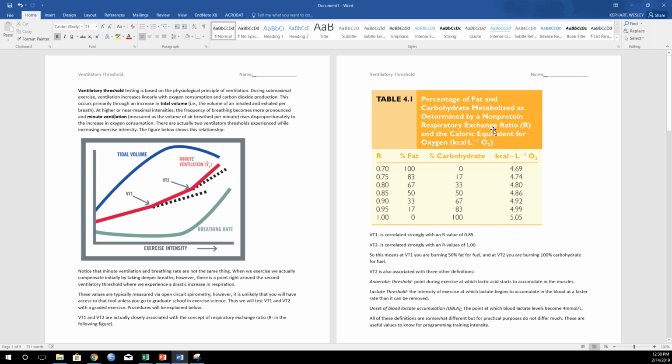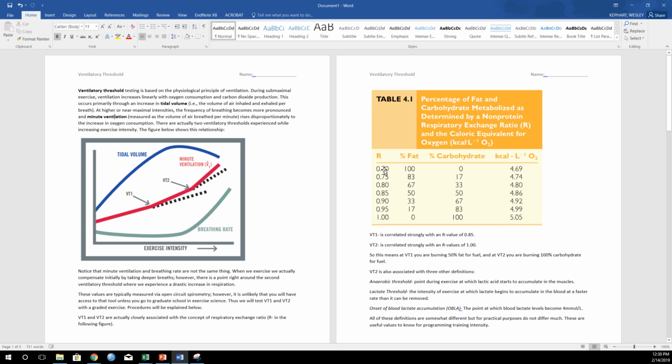All that is, is a relationship of the carbon dioxide that you breathe out to the oxygen that you consume. You can calculate a respiratory exchange ratio simply with CO2 in the numerator and O2 in the denominator. And that would be if we actually collected all those values with open circuit spirometry. But we're not going to do that today because I don't think it's applicable for you whenever you leave here.